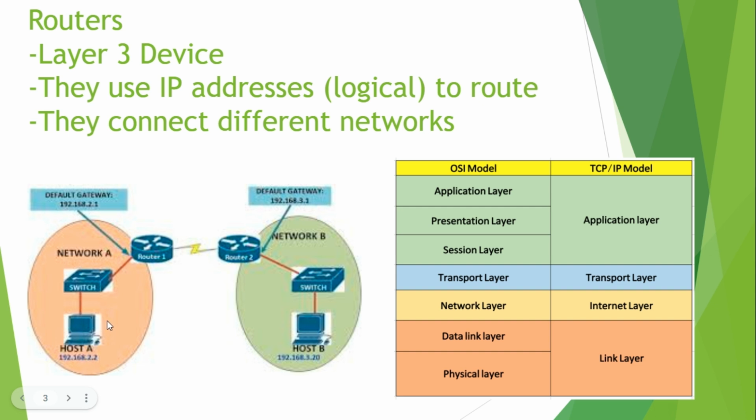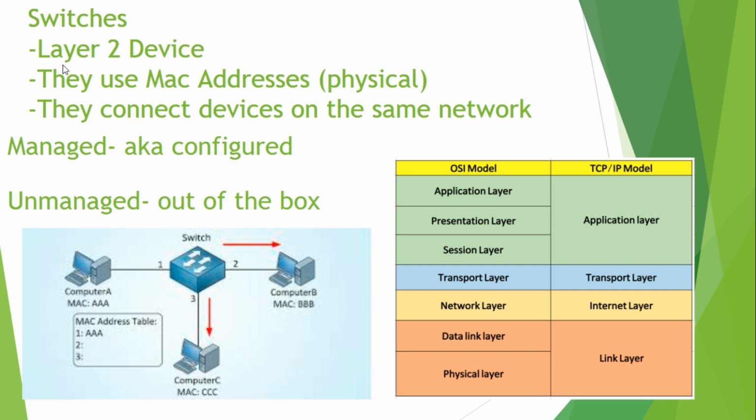Okay, let's go on to what is a switch. Switches, on the other hand, are layer 2. So we're at the data link layer, or the link layer, depending on which model you're looking at. They use MAC addresses. MAC addresses are physical. I like to think of MAC addresses as social security numbers. They follow you wherever you go. Same thing with a MAC address. When a device is constructed, half of the MAC address is basically predicated upon the manufacturer.